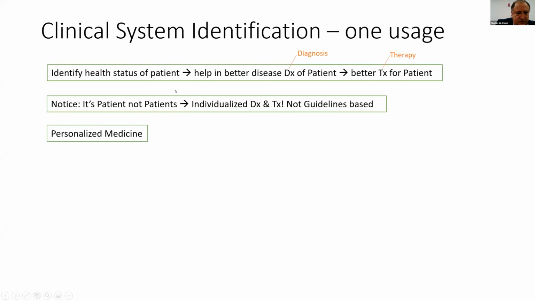Okay, this is one usage of clinical system ID. Basically, we'd like to identify the health status of a patient, so we can help with better disease diagnosis, DX, that could lead to better therapy for the patient. Notice I say patient and not patients, because this is an individualized diagnosis and therapy. This is not guidelines based. Those work as well. So this is another way to do diagnosis and therapy for the patients.